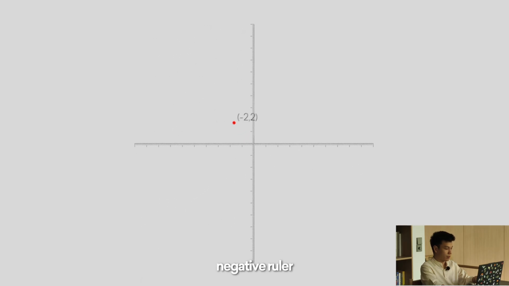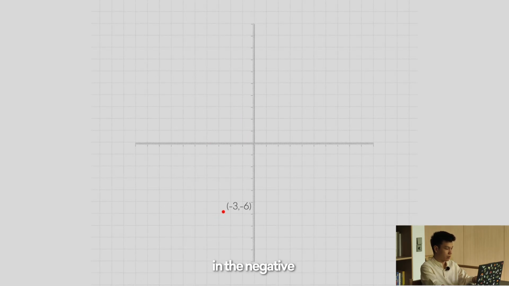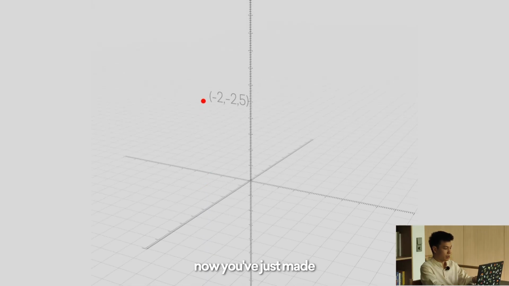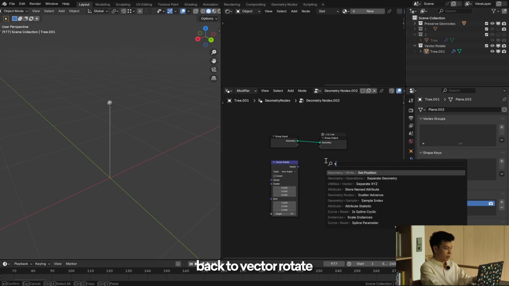Let's add the negative ruler so you can place in the negative direction too. Add another ruler, and congrats! Now you just made 3D factor diagram. A factor basically is a placeholder to represent a point in space. Now, back to factor rotate.